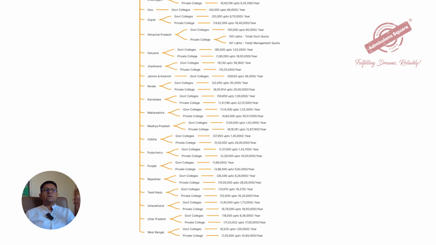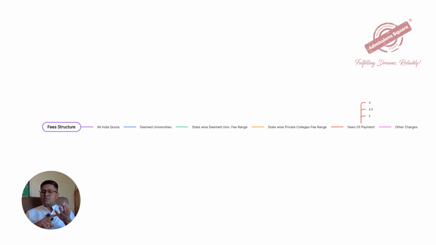Now one thing we have to understand, that years of payment also varies. Few institutions will charge you only for 4 years. Others, some will charge you for 4.5 years, whereas others will charge you up to 5 years. Okay, so you have to be very careful. You have to understand which colleges and which counseling, what is the fees payment structure.